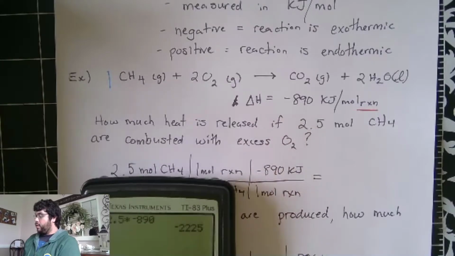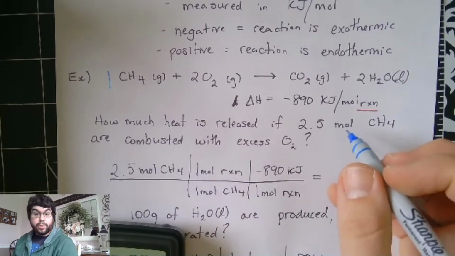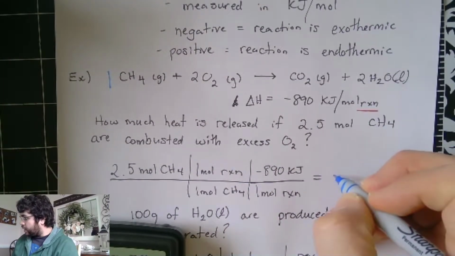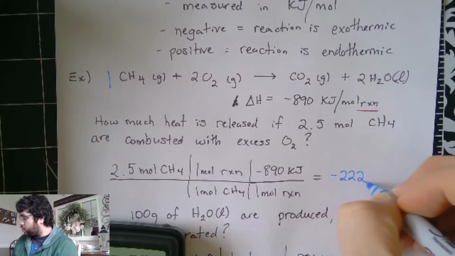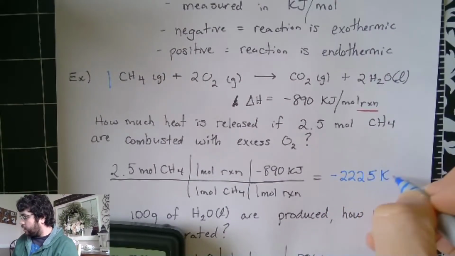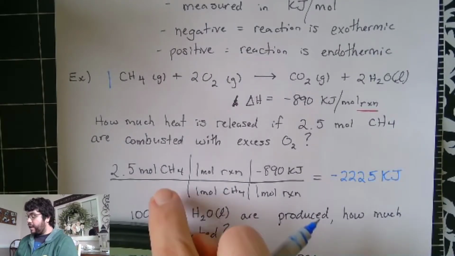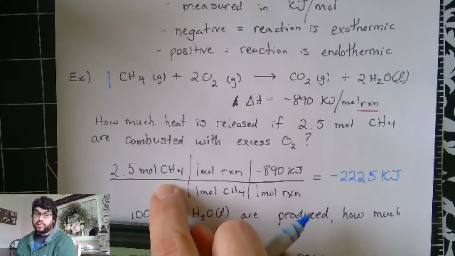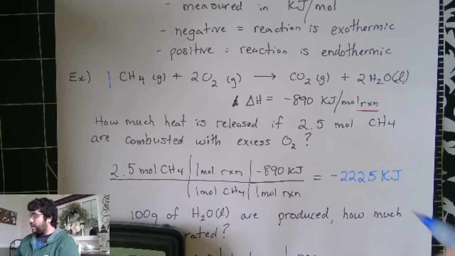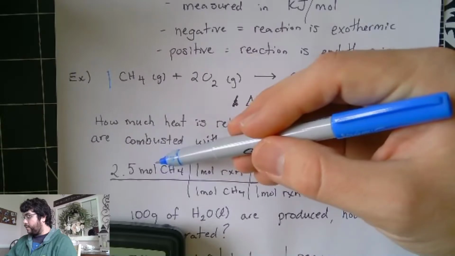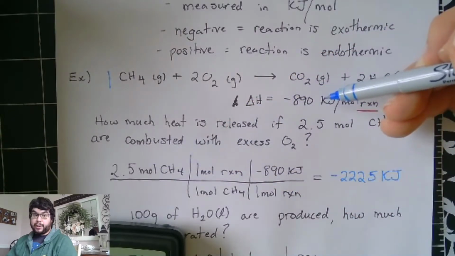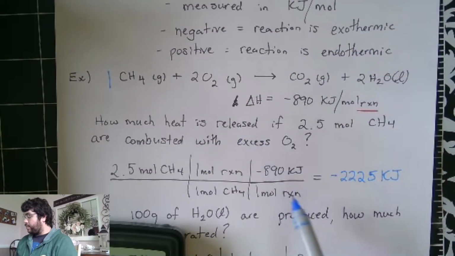I'll just go ahead and use 4 sig figs even though I shouldn't. So the answer is negative 2225 kilojoules. So that's how much energy would be released if I used 2.5 moles of CH4. And that kind of makes sense. You're taking 2.5 and you're going to multiply by 890. So that's the process taking place.